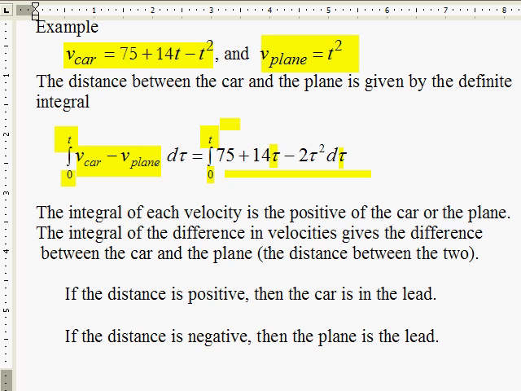So when I carry out this integration, I might get results that are positive or negative. If the result is positive, that means the car is in the lead. If the result is negative, then the plane is in the lead.